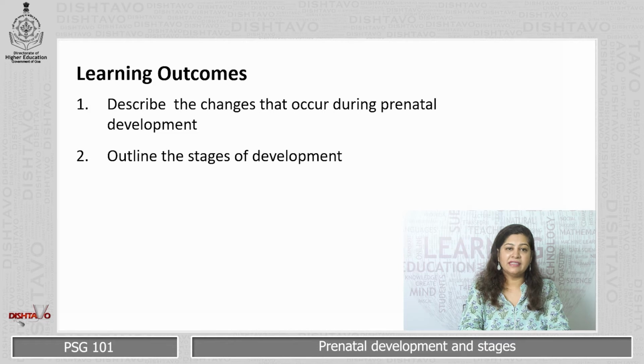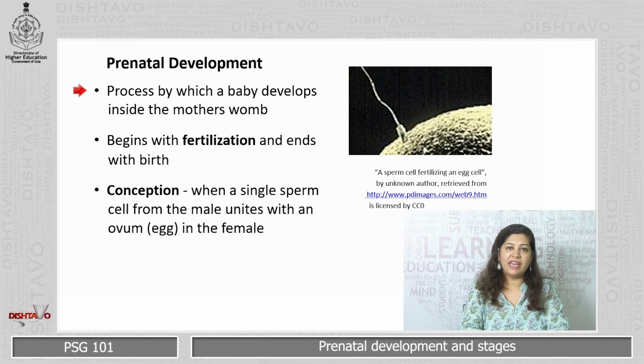At the end of today's class, you will be able to describe the changes that occur during prenatal development as well as outline the stages of development. So let's begin with what is prenatal development. Prenatal development can be understood as a process by which a baby develops inside the mother's womb. It begins with fertilization and it ends with birth.